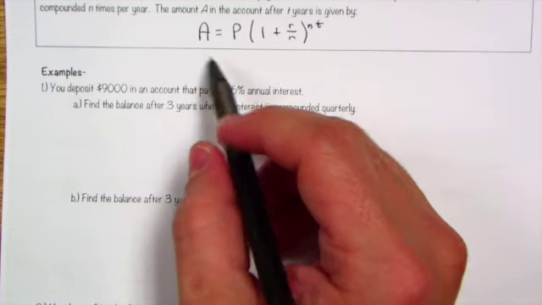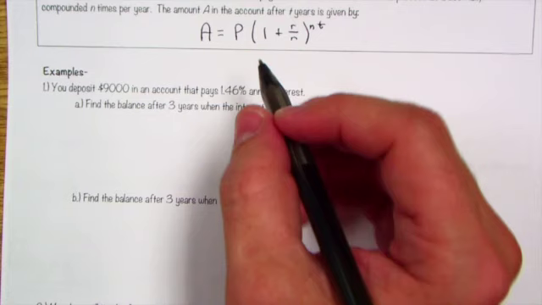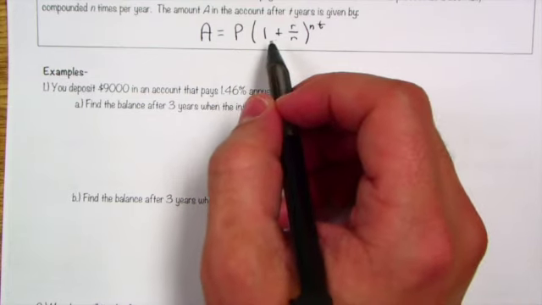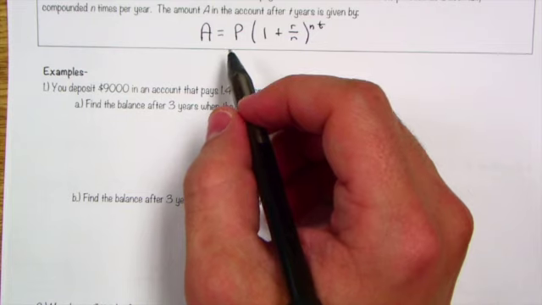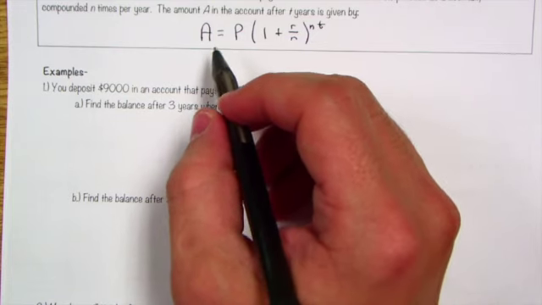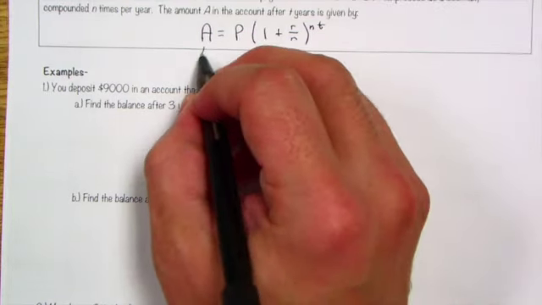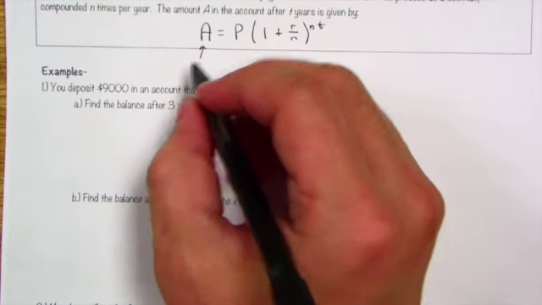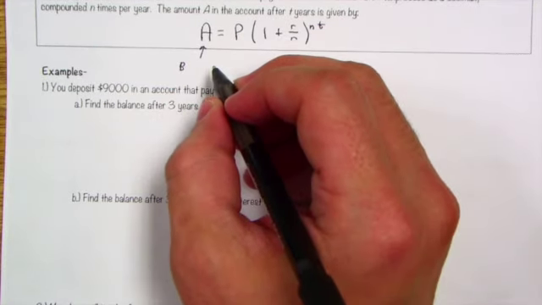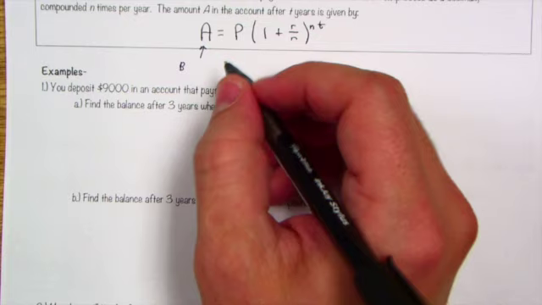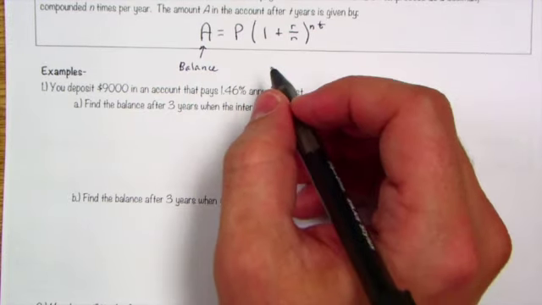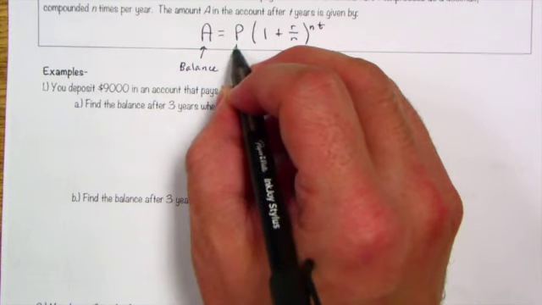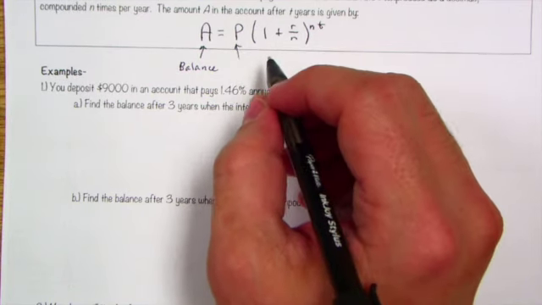Now, a couple things to take note of here. This is not something you're going to have to memorize. You'll be given a formula like this. You'll just have to know how to use it and where everything goes. A will serve as the amount in your account. I think of A as amount in your account because they both start with A, but technically it's your balance, whatever you have.